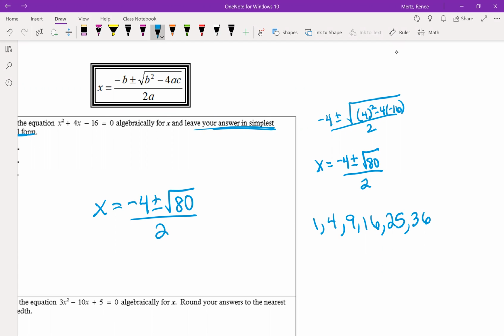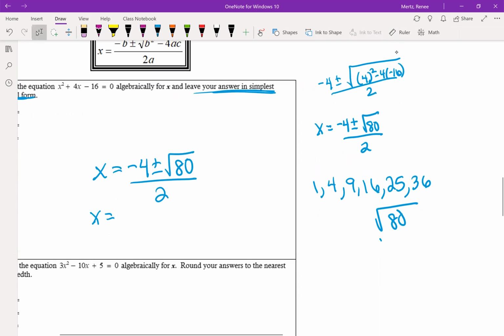So start backwards. Does 80 divide by 36? No. Does 80 divide by 25? Nope. Does 80 divide by 16? Yes. So we get x equals, let's just do it off to the side. 80 breaks down to 16 and 5. So we get 4 radical 5.